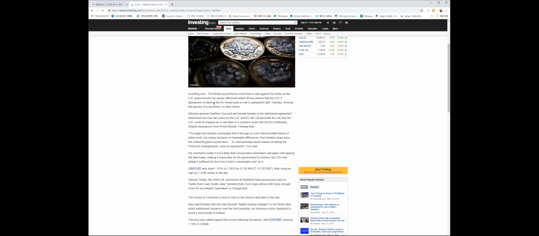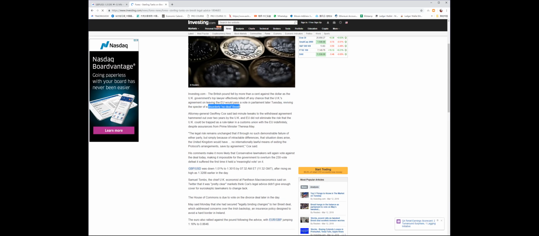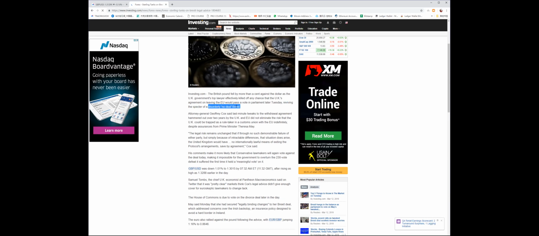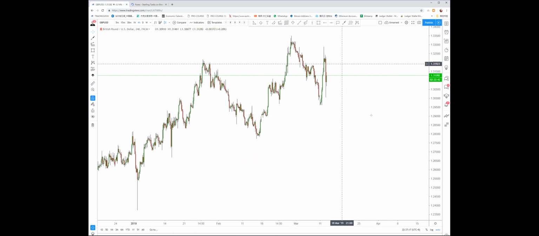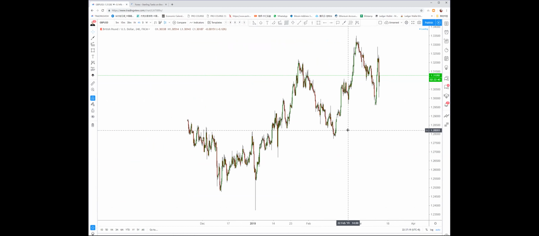Okay, as the UK government's top lawyer effectively killed off any chance that the UK's agreement to leave in the euro would pass a vote in parliament later Tuesday, reviving the specter of a disorderly no-deal Brexit. Okay, so this is a key thing. A disorderly no-deal Brexit. All right, so if this thing really happens, sterling could have a very, very strong fall, right? So let's look from the chart, okay?